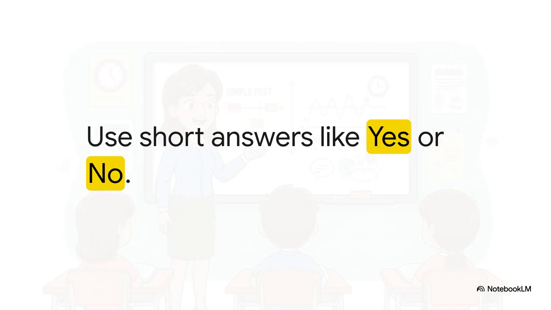You definitely don't need to repeat the whole long sentence back to them. Native English speakers love efficiency. The perfect short answers are simply, yes, I did, or no, I didn't. Just like the example from our source material where someone replies, no, I didn't have time. It's quick, natural, and grammar approved.